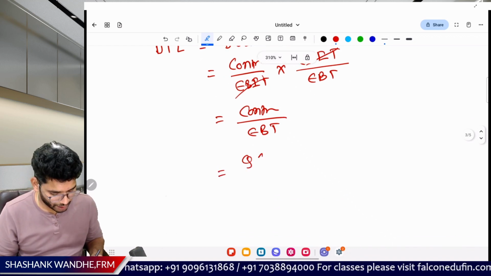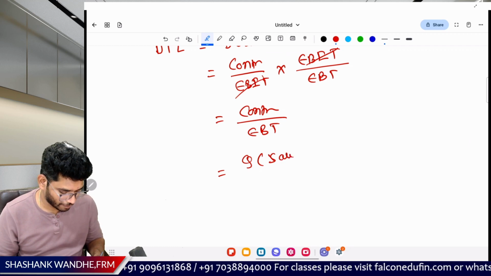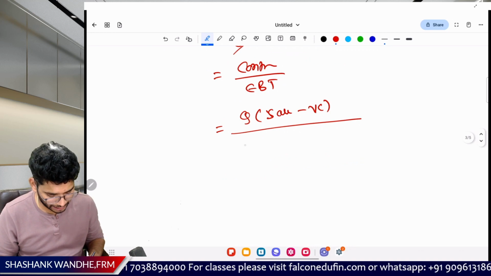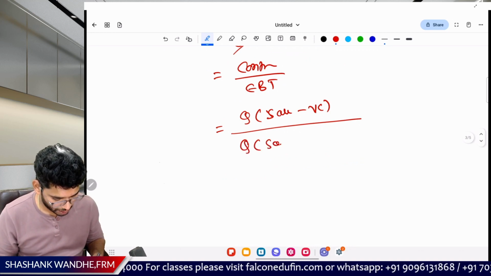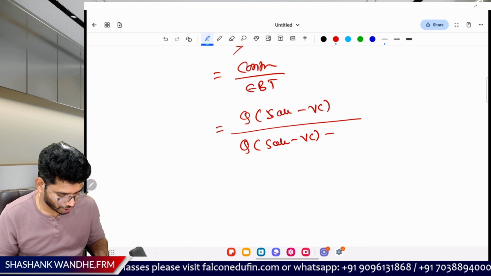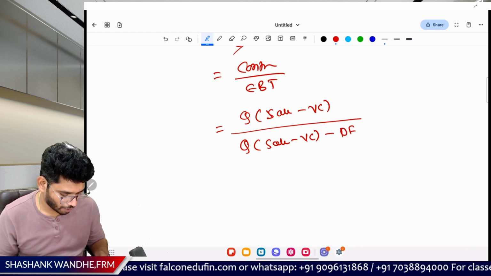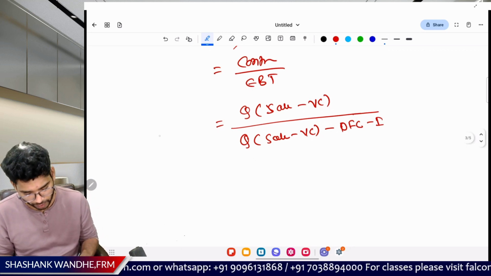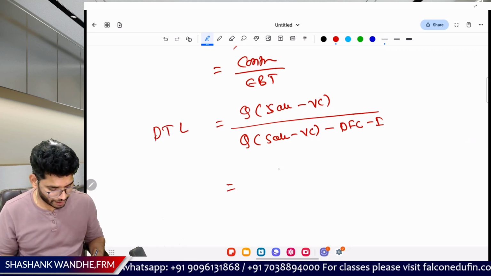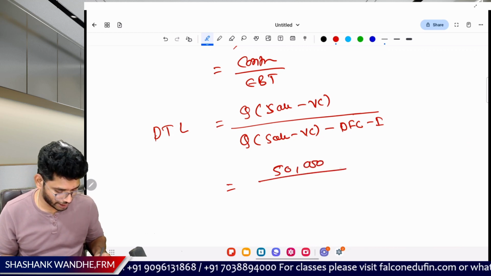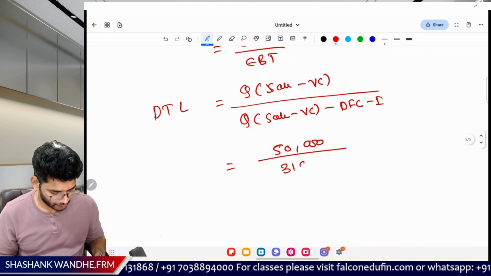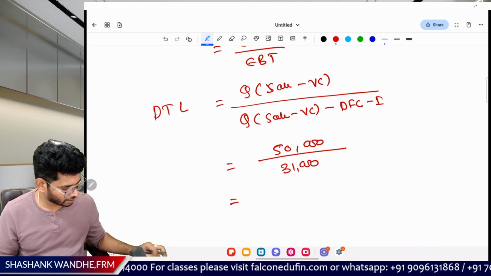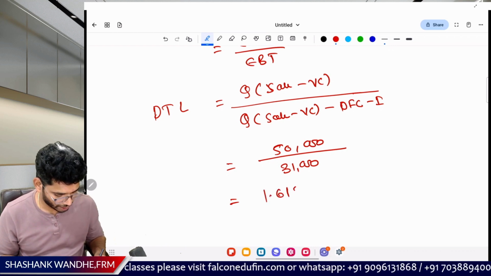You already understand this. Q into sale minus variable cost is your contribution in the numerator, and in the denominator you have Q into sale minus variable cost, total contribution, minus your OFC, operating fixed cost, minus interest. Right? So this is your formula for degree of total leverage. So numerator we already understand, this is the 50,000 divided by 31,000. And simply solve this. 50,000 divided by 31,000 is 1.612.